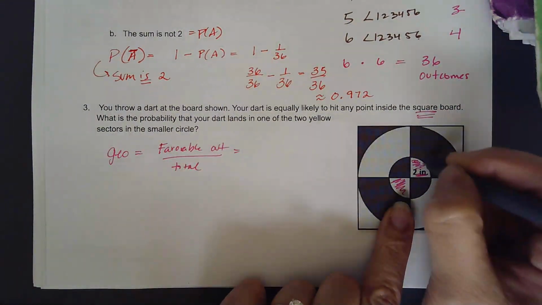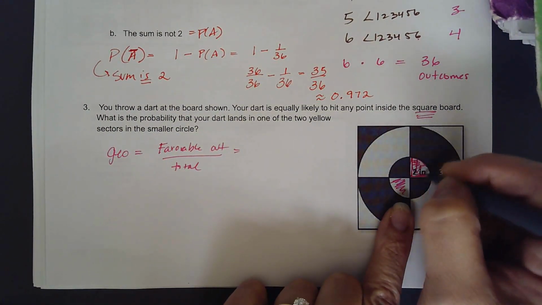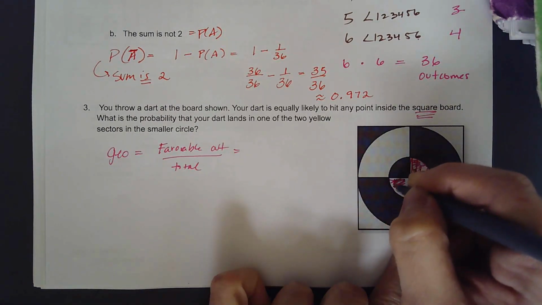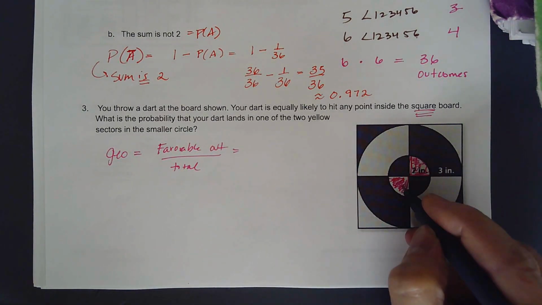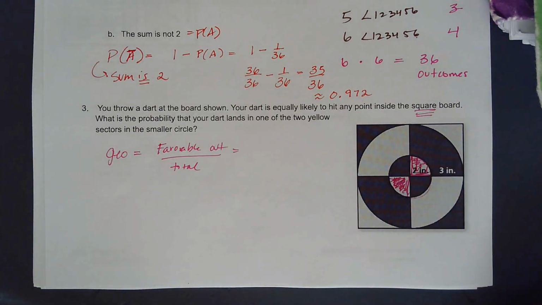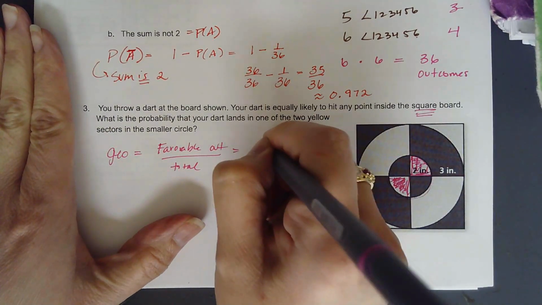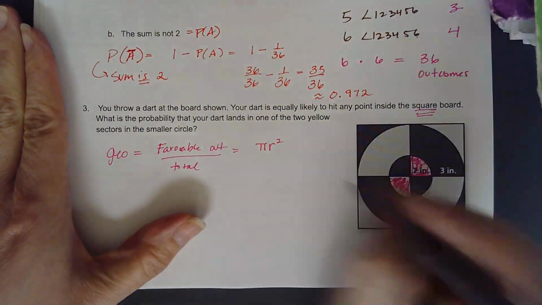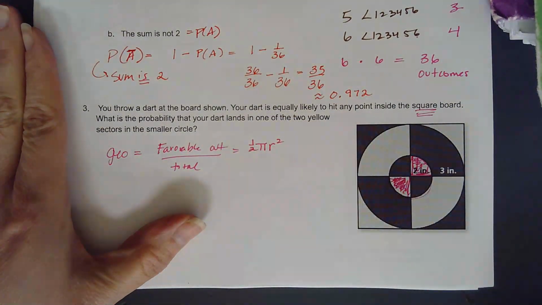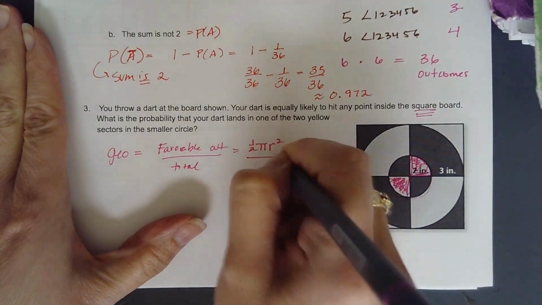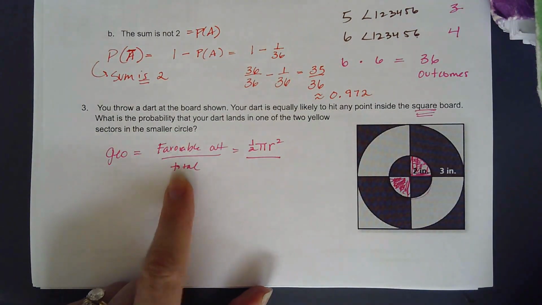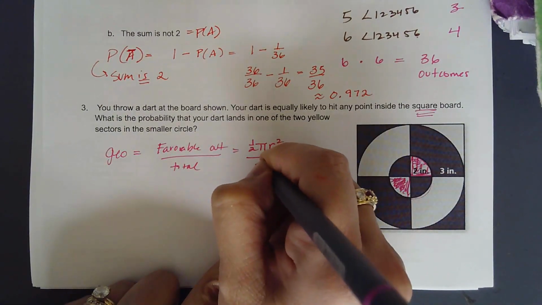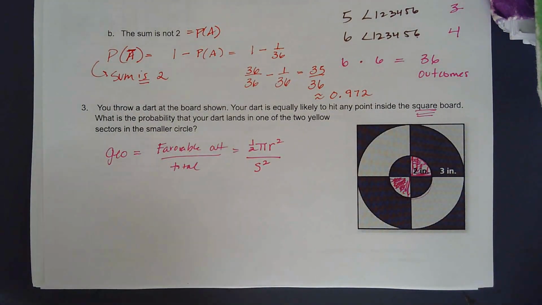So for the probability of my favorable outcome, I need to find the area of this little sector here and this little sector here, okay? So what this actually equals is half of this circle, right? If you put those two little pieces together, you get half of this little circle. So the formula for a circle is pi r squared, but I want half of it. So I'm going to do 1/2 pi r squared, okay? The total is a square, okay? So this whole thing is a square. How do you find the area of a square? Well, you do side squared, or length times width, either one.